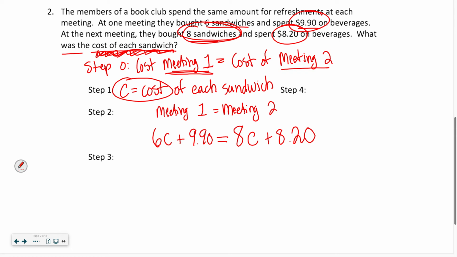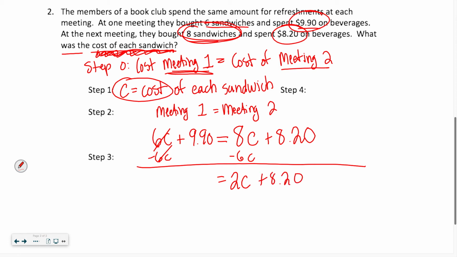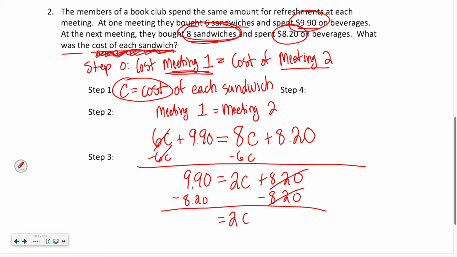From there, now we just have to solve. I'm going to subtract 6C first, move my variable terms to one side. So those cancel. I get 2C plus 8.20 on this side, I have 9.90. And now I need to move the numerical terms to the other side of my equation. So the 8.20 cancels with the negative 8.20. I bring down 2C. When I subtract, I should get $1.70 here. When I divide by 2, that's my last and final step.